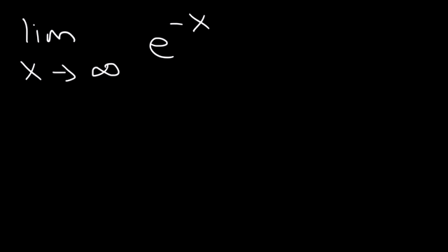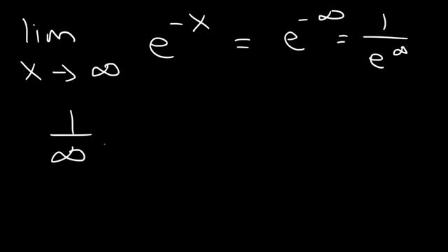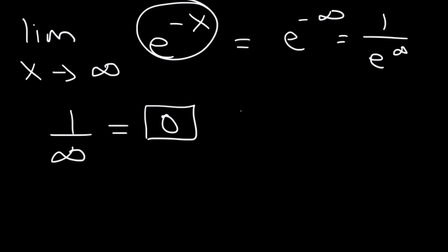Now there's one more that we need to go over. What is the limit as x approaches infinity of e to the negative x? What is the answer? So if we plug in infinity, this is going to be e to negative infinity, which is 1 over e to the infinity. E to the infinity is infinity, and 1 divided by infinity is 0. So as x approaches infinity for this graph, it's going to be 0.